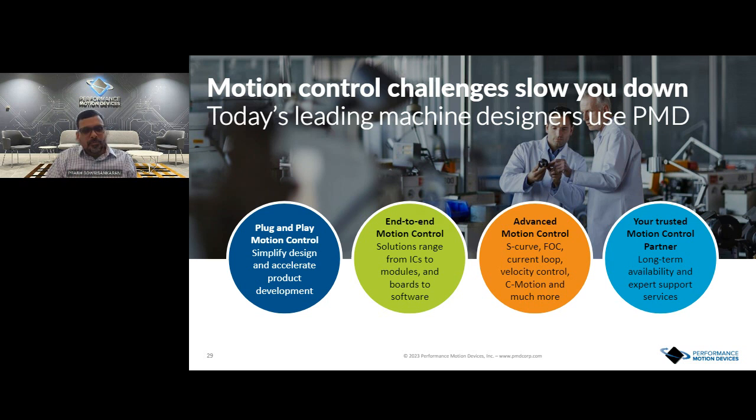And obviously, our ICs and drives have all the motion control techniques built in, right? S-curve, FOC, current control, all in a package. So it kind of helps you focus on what your core expertise is and not have to worry about all the basic motion control algorithms.